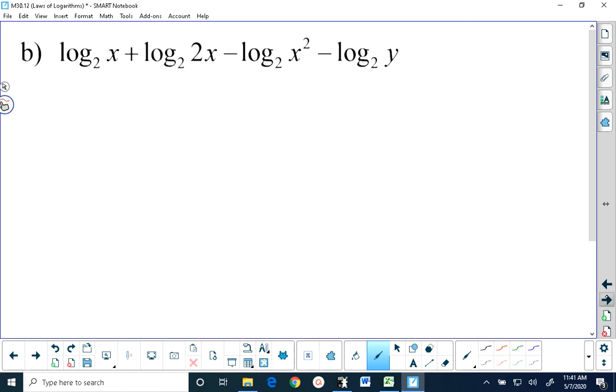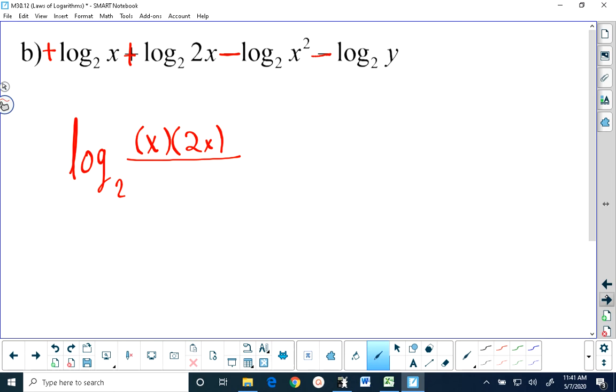Same thing here. We can put all of these together as a single logarithm. It is base 2. Any logarithm that was positive, which are the first two, will have their arguments land on the top, and any logarithm that is negative, which the last two are, will have their arguments land on the bottom. And then we can simplify that expression.